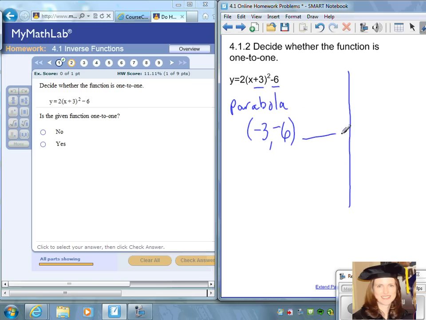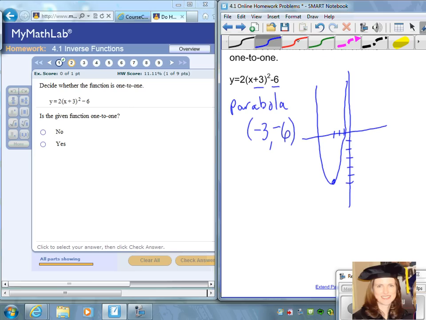And if you plot that point, and the 2 indicates that you have a narrow parabola, and it's positive, so the parabola opens up. So you have a parabola that looks something like that. That's a really quick, rough sketch.